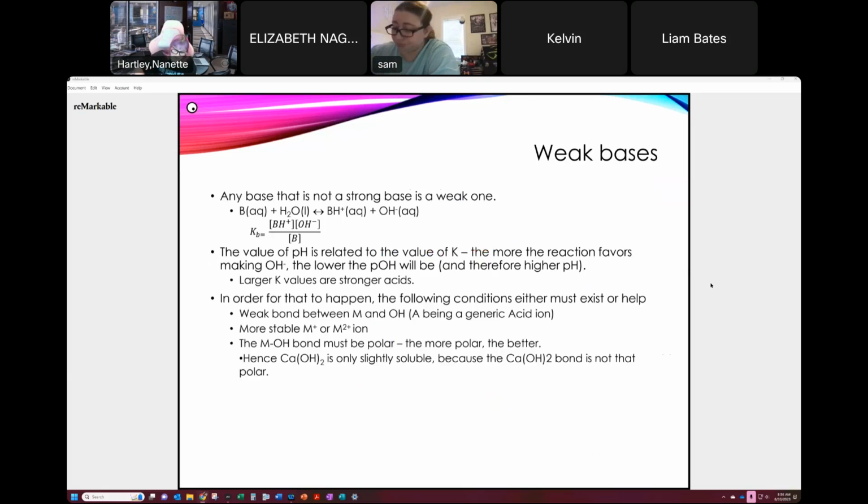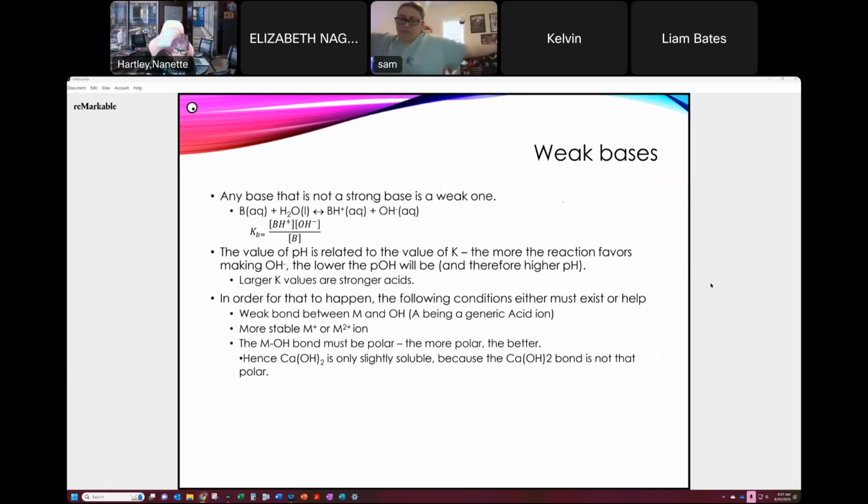Okay. So when we talk about our weak bases, any base that's not a strong base is a weak one. We talk about bases in a generic sense by listing them as B, and we always have that in the presence of H2O. We pick up a proton from the H2O and get an OH minus. Now, in some cases, RbOH directly gives Rb plus OH minus, but that's a strong base. So that's why we don't talk about it that way. We always talk about it in relation to the reaction with water.